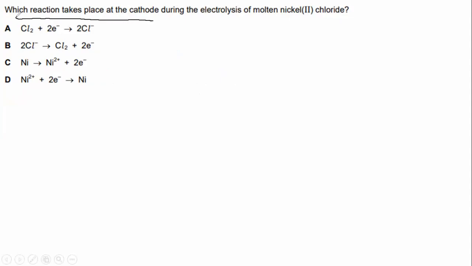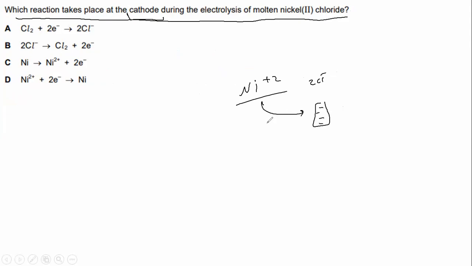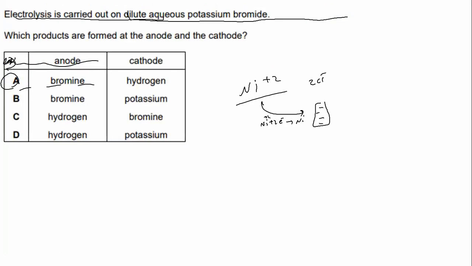Which reaction takes place at the cathode during electrolysis of molten nickel chloride? It is Ni plus 2 and 2Cl minus. So at the cathode, the positive ions are attracted there. So Ni plus 2 will gain 2 electrons to become nickel. So guys, the correct answer is, sorry, not C. It is D. Nickel gains 2 electrons to become nickel atoms. Okay, next question.